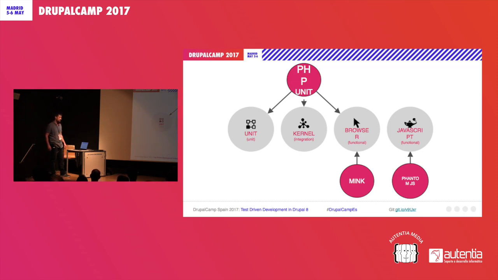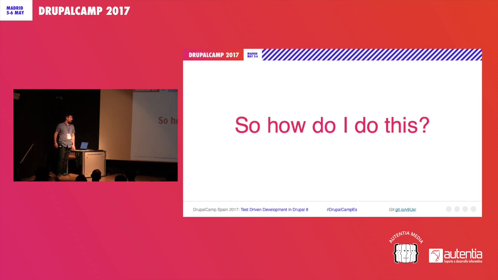Phantom.js is used for the JavaScript test base. Phantom.js is a library that allows you to test stuff that is going on at the JavaScript level for the time being, because Phantom.js has stopped receiving maintenance, so that will probably be replaced in the future by something else. So how can I do this?